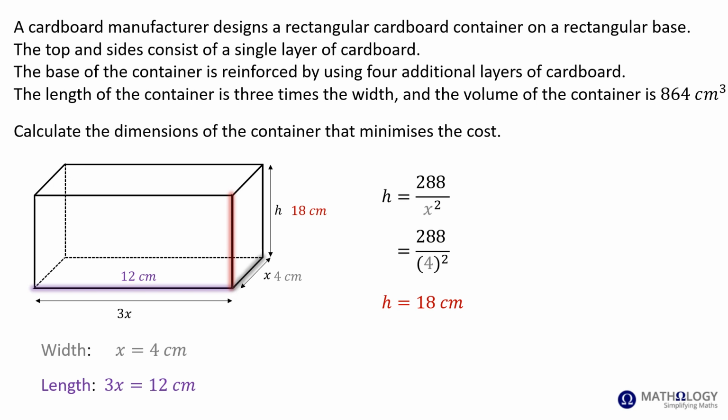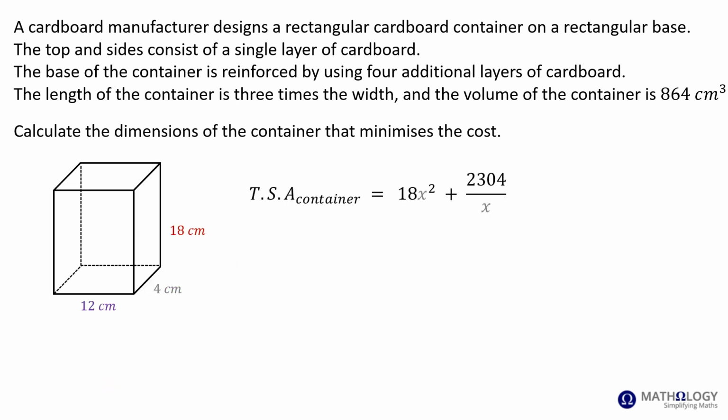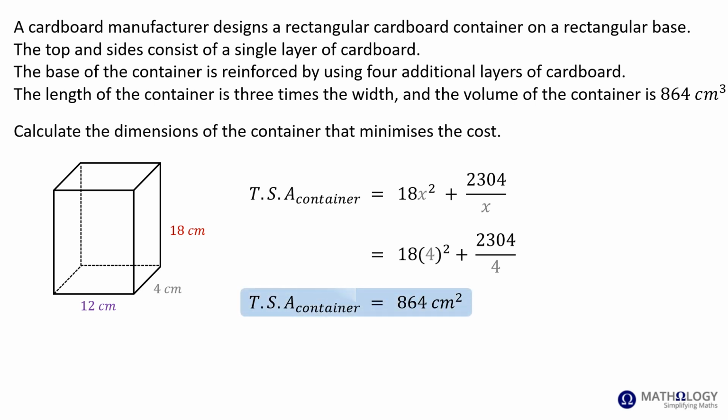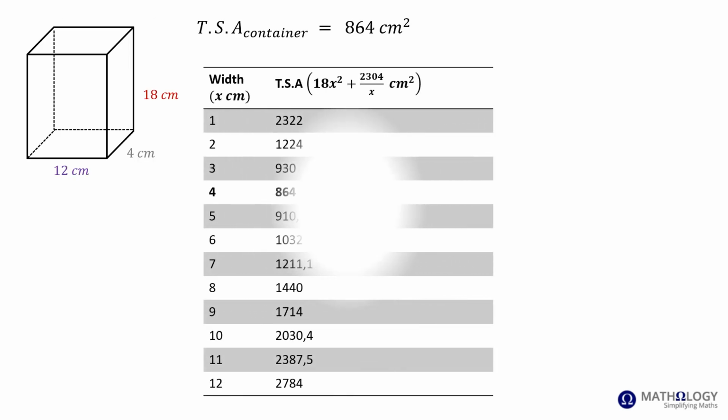Since the container is higher than it is long, the container is more elongated vertically than horizontally. The total surface area of the container, for minimum cost, is therefore 864 square centimeters. We can test a few values of x to confirm our answer. Taking the first 12 natural numbers for the width of the container, it can be seen from the table that the smallest total surface area occurs when the width of the container is 4 cm long.